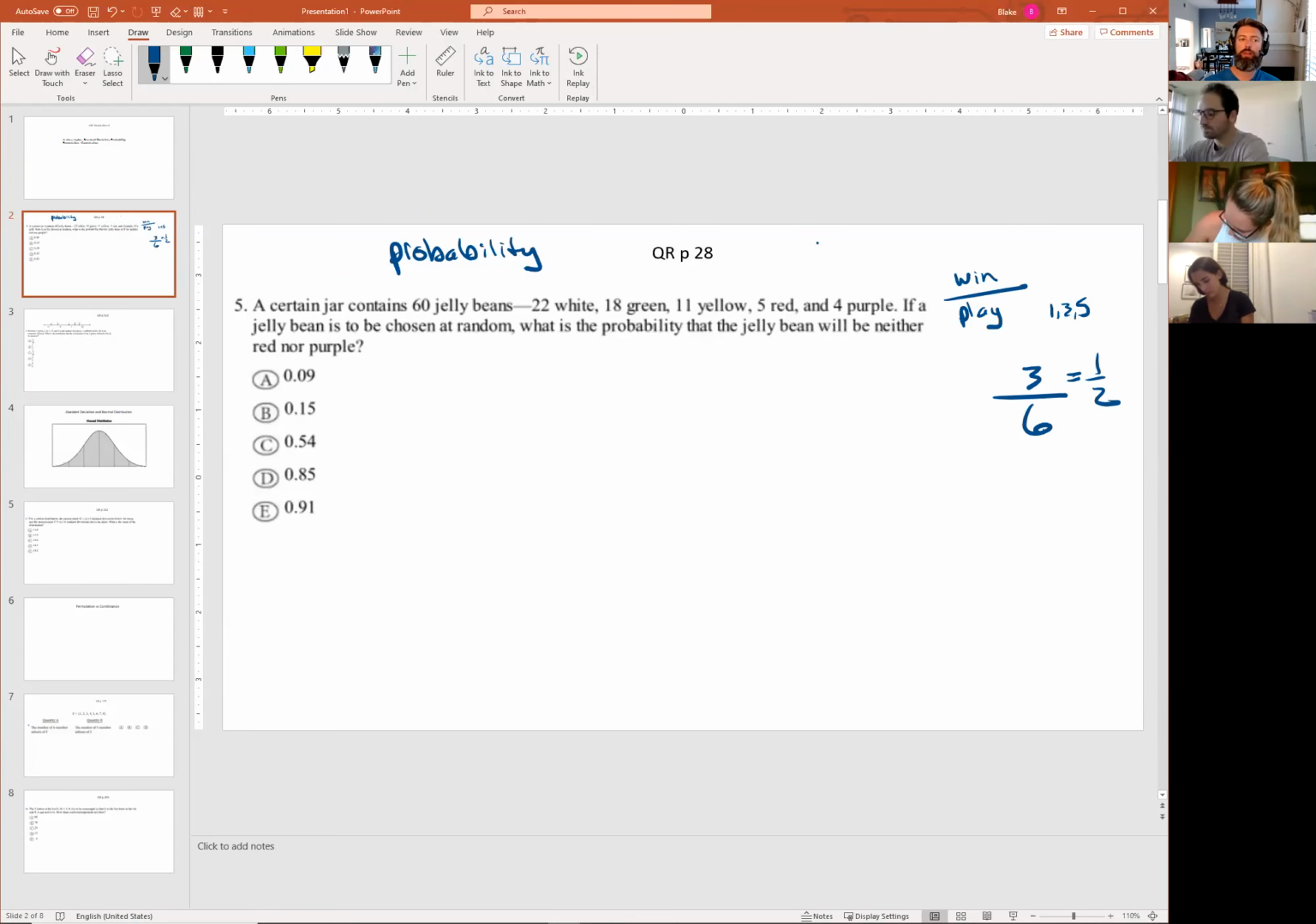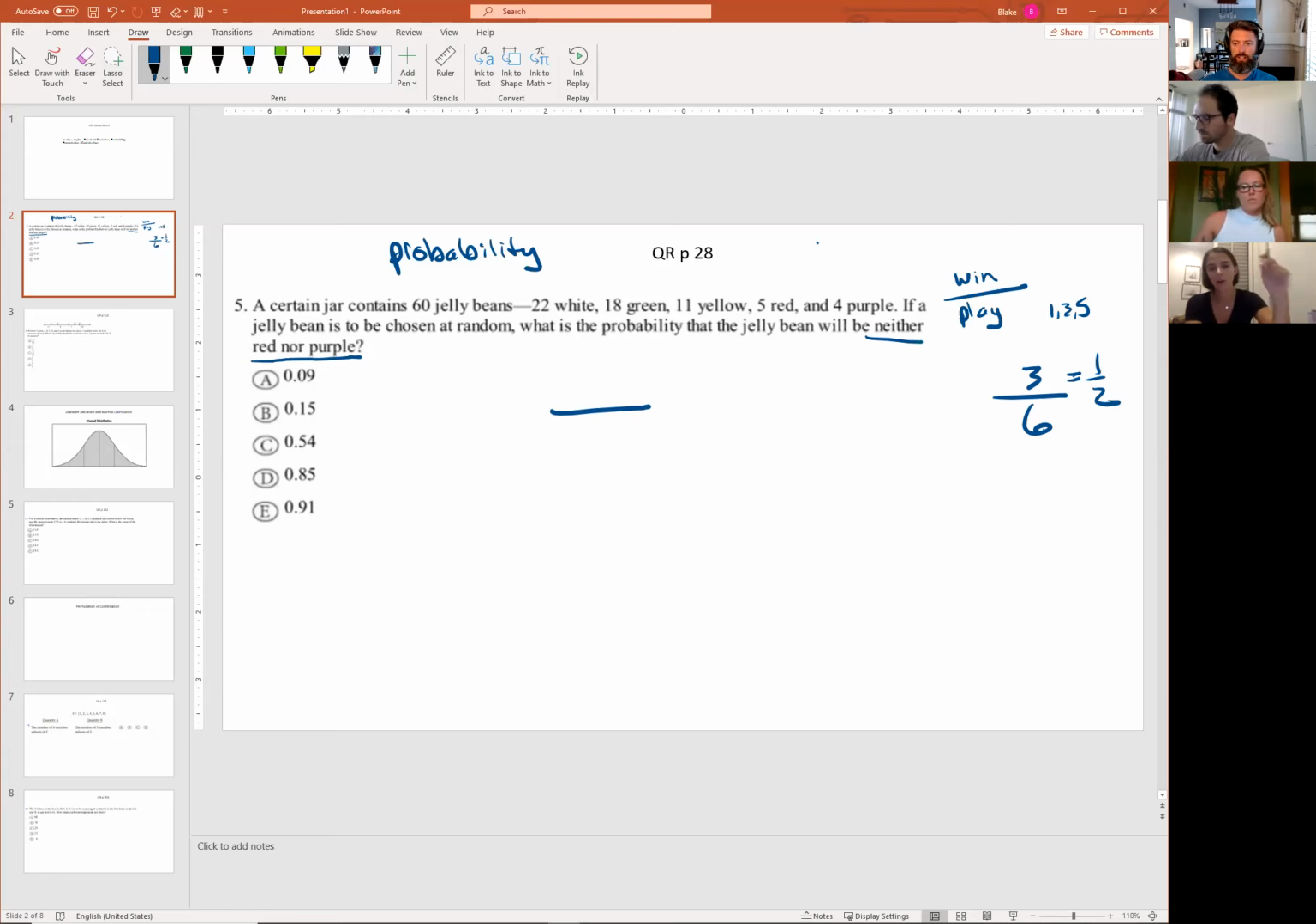So we have 60 jelly beans, 22 white, 18 green, 11 yellow, 5 red, 4 purple. If a jelly bean is to be chosen at random, what's the probability that the jelly bean will be neither red nor purple? So sometimes, instead of asking what's the probability that it is a certain thing, they'll ask what's the probability that it's not a certain thing. Does anyone have any idea for, we've got this fraction here, our numerator is going to be the ways that we win this game. So we win this game by getting a not red or a not purple. Does anyone have an idea for how we figure that out?